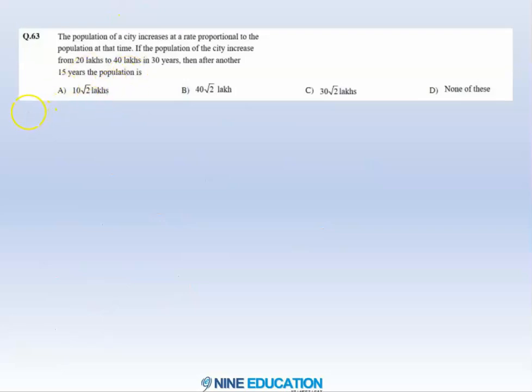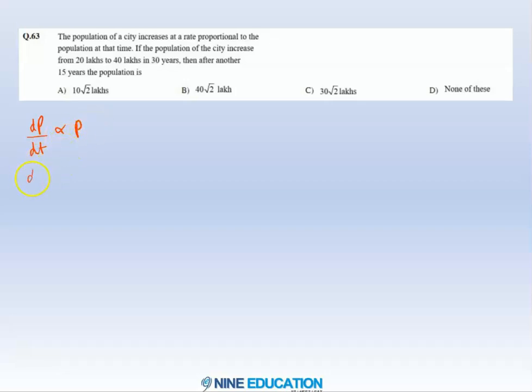Question number 63 is: the population of a city increases at a rate proportional to population at that time. If population of city increases from 20 lakh to 40 lakh in 30 years, then after another 15 years the population is. So as per the question, dp by dt, this is the rate of change of population. It is proportional to population at that time. Let's suppose population is p, so it is proportional to p.